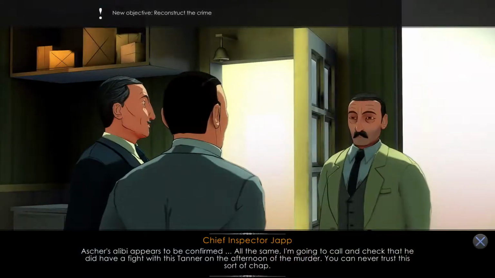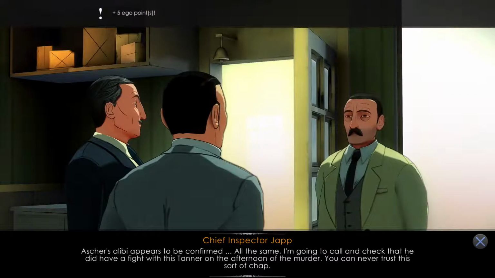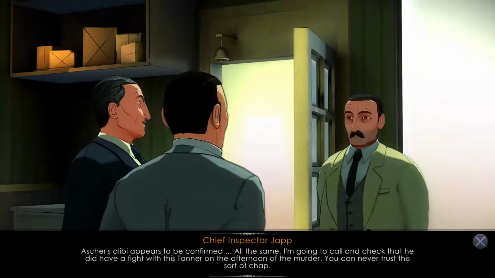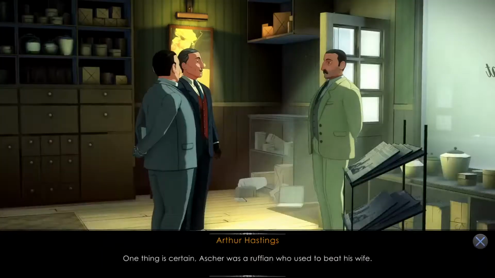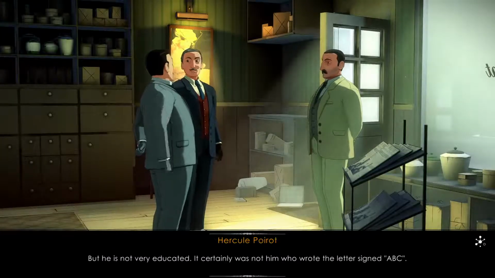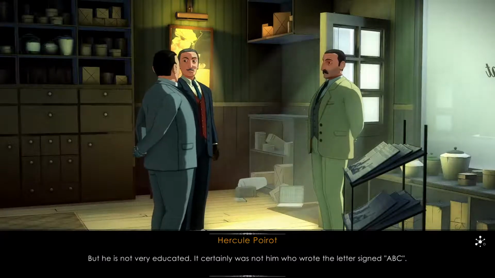Asher's alibi appears to be confirmed. All the same, I'm going to call and check that he did have a fight with this Tanner on the afternoon of the murder. You can never trust this sort of chap. One thing is certain, Asher was a ruffian who used to beat his wife. But he's not very educated. It certainly was not him who wrote the letter signed ABC.